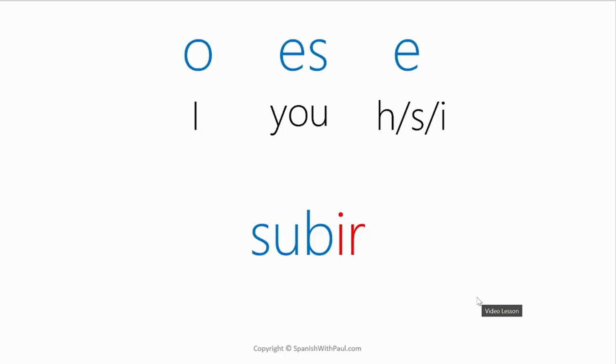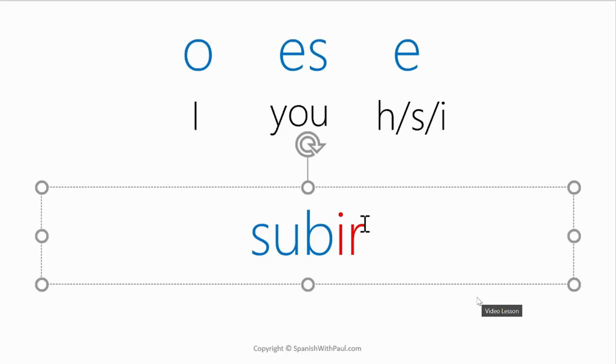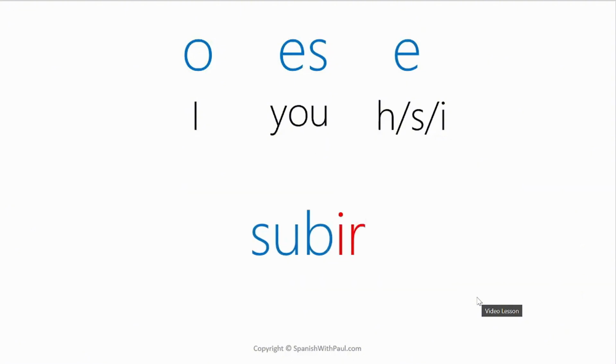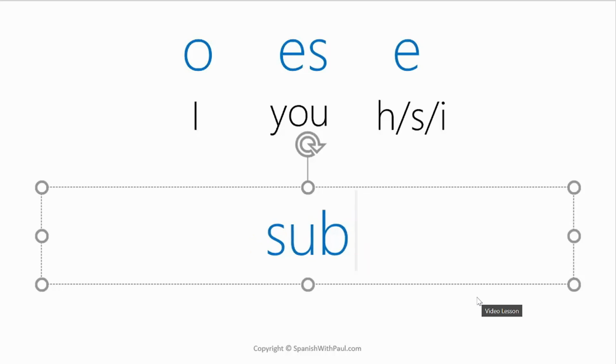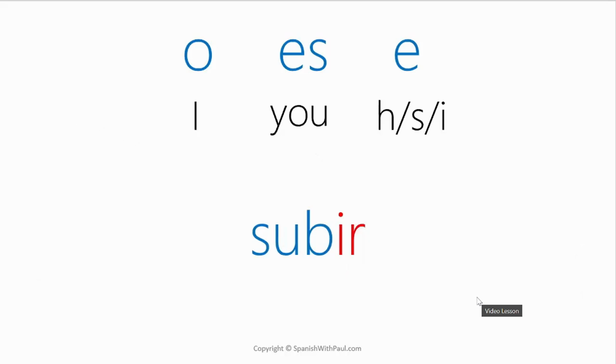So how would we say you climb or you go up? This will become subes. Let's try another one. I go up or I climb. The sound would be subo, taking the o for I. And then finally, she climbs or she goes up. The sound would be sube.